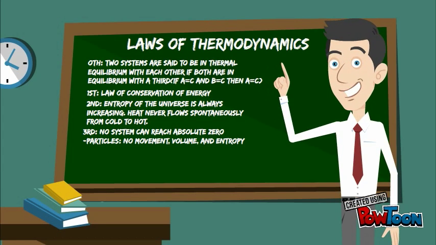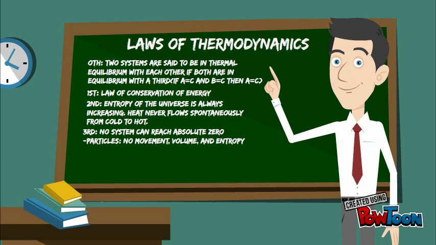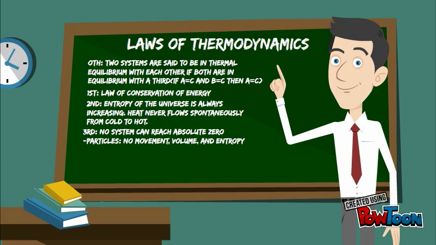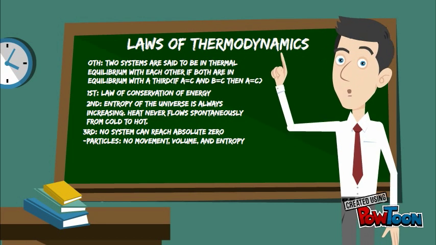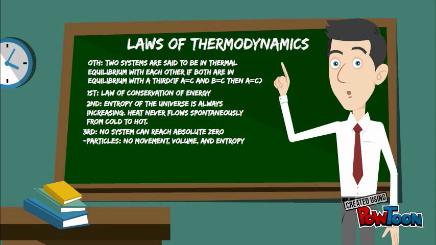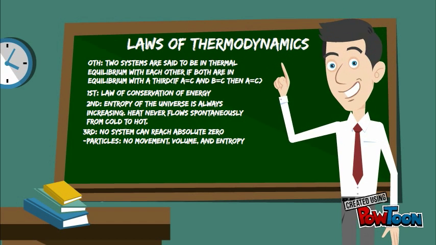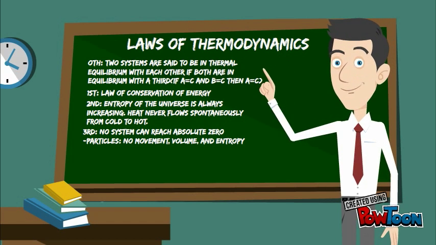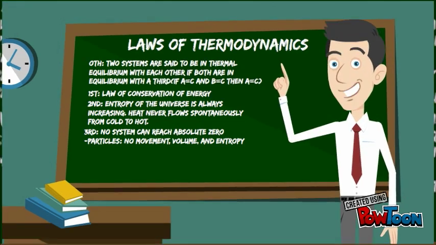Laws of thermodynamics. The zero law: two systems are said to be in thermal equilibrium with each other if both are in equilibrium with a third. A equals B and B equals C, then A equals C. First law: conservation of energy. Second: entropy in the universe is always increasing. Third: no system can reach absolute zero.